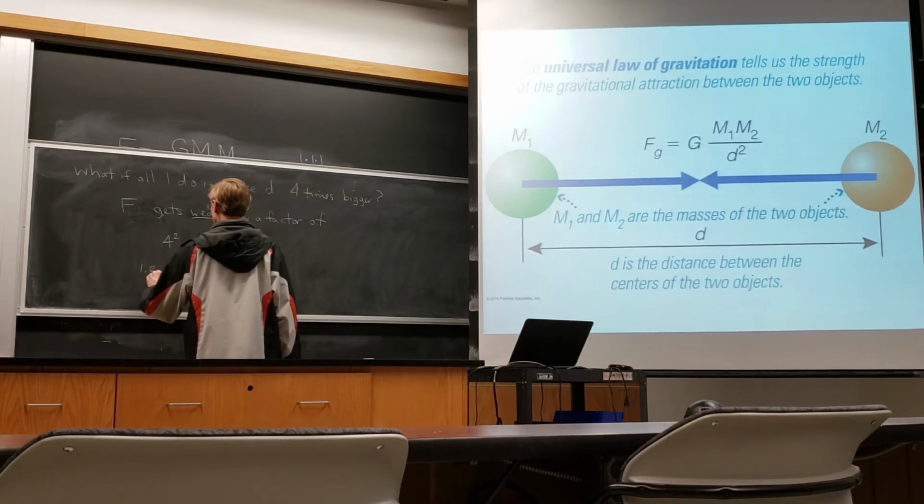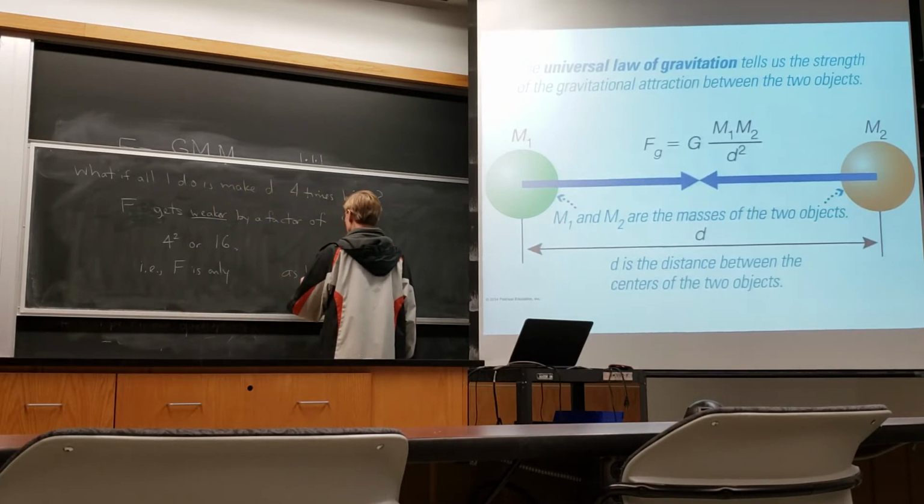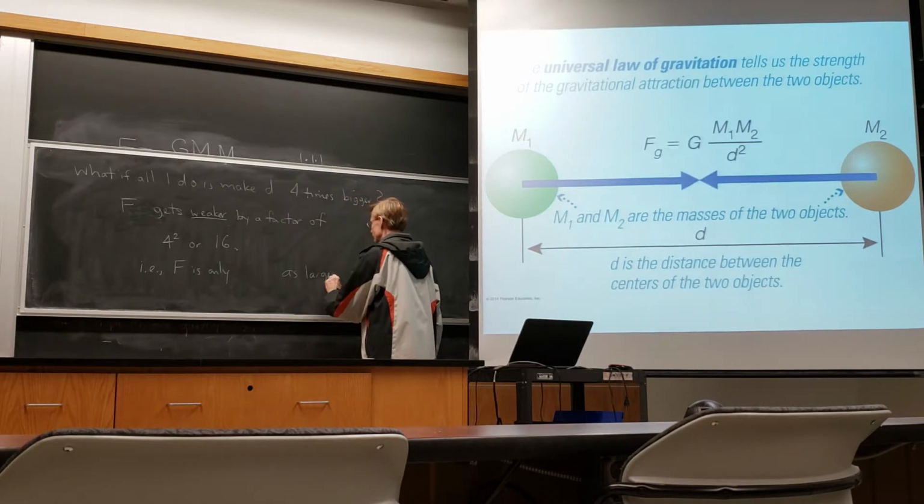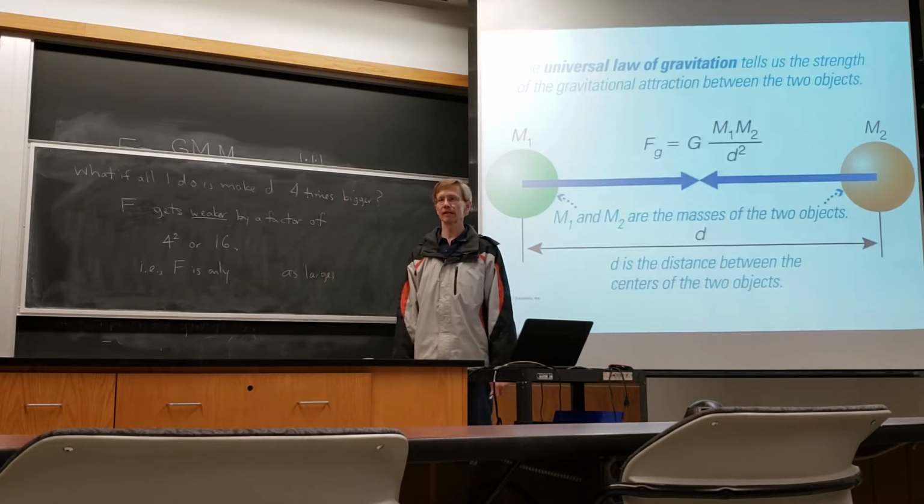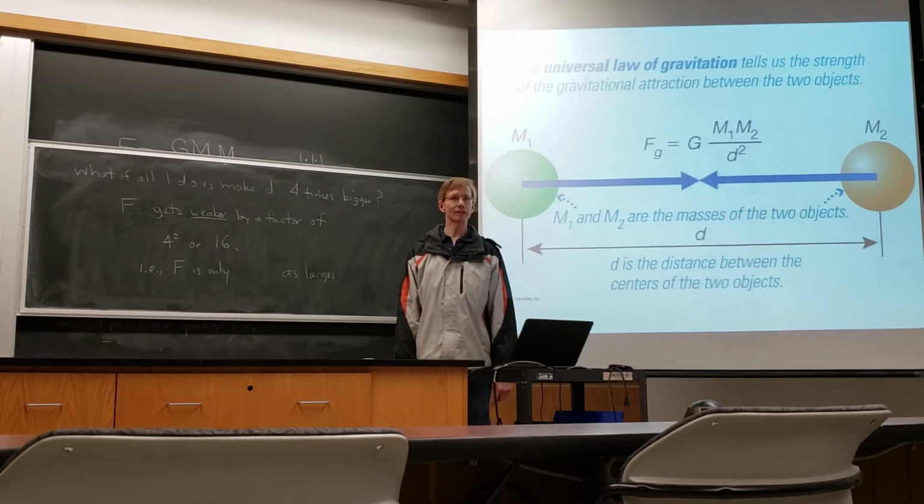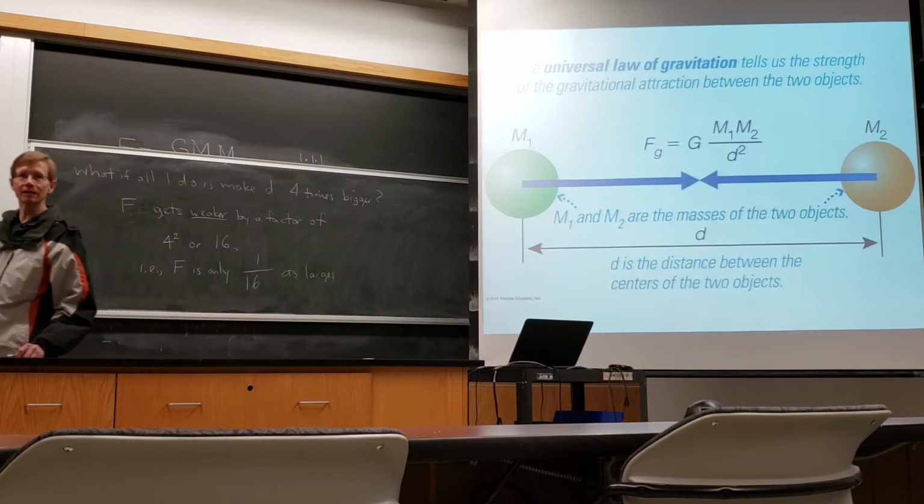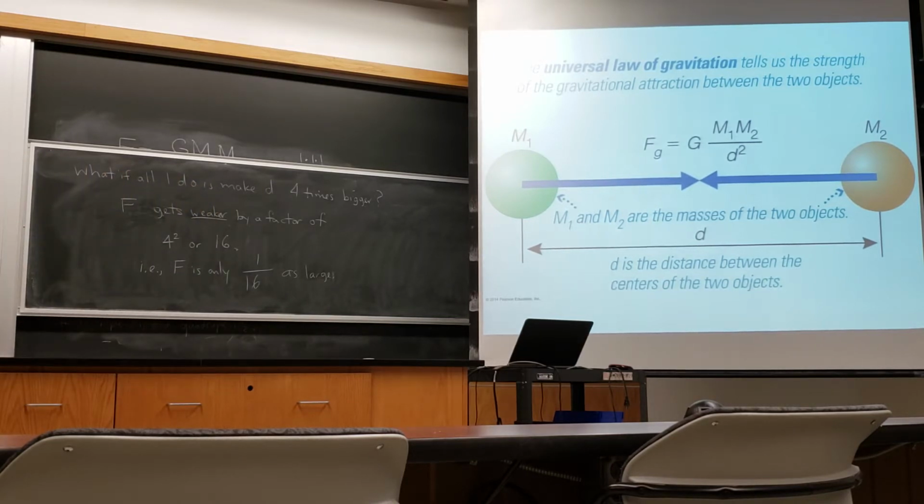i.e., F is only 1/16 as large as it was before. 16 times weaker is the same thing as saying it's only 1/16 times as large as it was before. So 2 times weaker is half as strong. 16 times weaker is 1/16 as strong. The force would only be 1/16 as big as it was before. Or it decreases by a factor of 16. We say it either way.